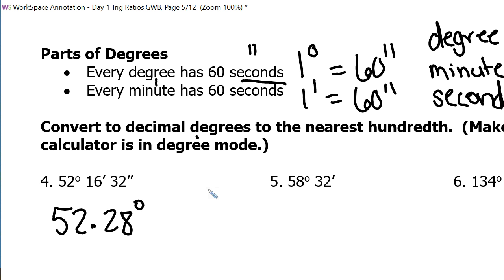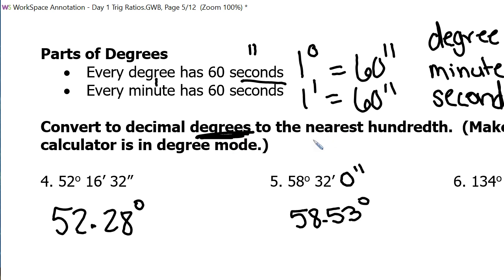Now does this one have any seconds? It doesn't have any seconds. If you don't have any seconds, you don't have to worry about it. But technically, this one has 0 seconds. If you want to type in 0 seconds, you can, but it's not necessary. Now, hit enter, and we're rounding to the nearest hundredth. And what would our answer be to the nearest hundredth? 58.53. And don't forget the degree symbol.